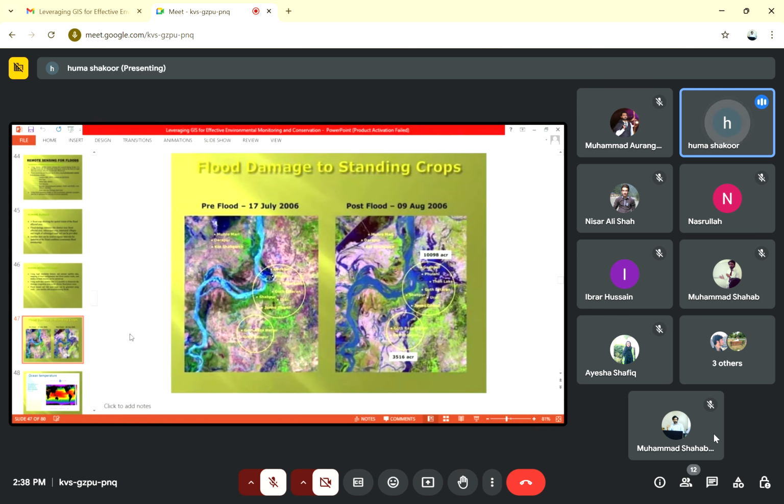This is the flood damage to standing crops. This is the image of 17 July 2006, showing how it damages the area. This is pre-flood and this is the post-flood affected area which affected the cropland.